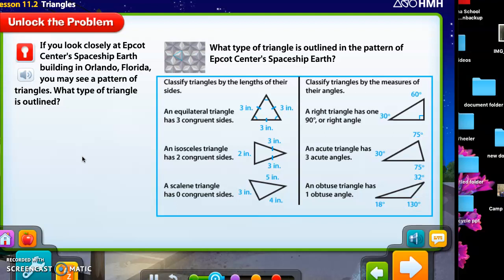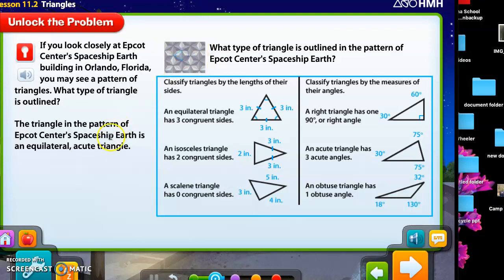What type of triangle is outlined in the pattern of Epcot Center's Spaceship Earth? All sides of the triangle are congruent, and all angles are acute. The triangle in the pattern of Epcot Center's Spaceship Earth is an equilateral acute triangle.